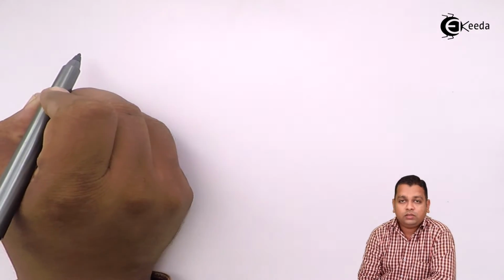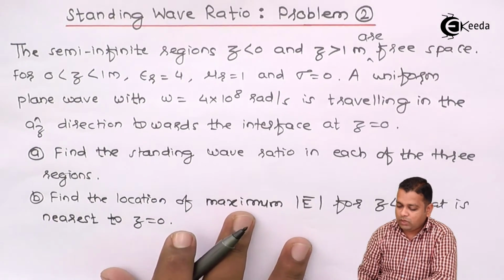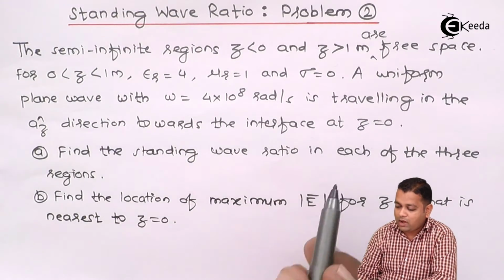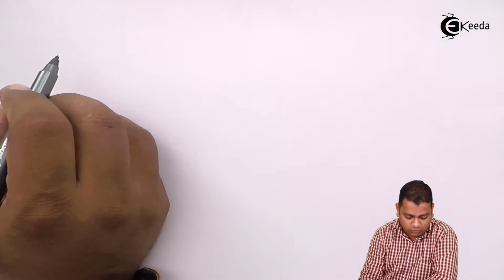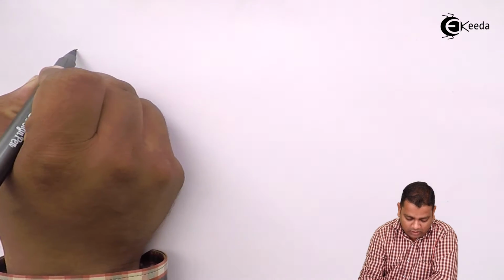So now we have the reflection coefficient at the first interface, that is the interface which separates region 1 from region 2 at the z equal to 0 plane. Knowing the reflection coefficient, we can find the standing wave ratio, because as per the problem statement we require the standing wave ratio in each of the three regions. Therefore, we can express the standing wave ratio in terms of the reflection coefficient by the formula.